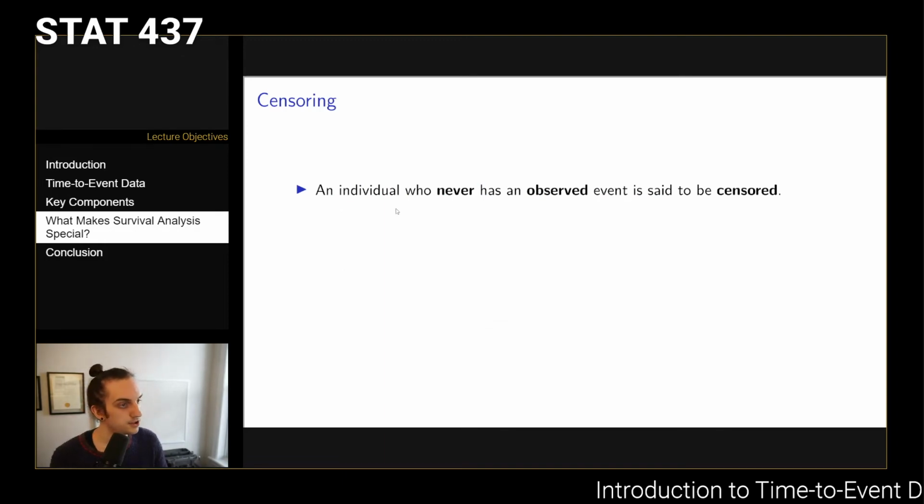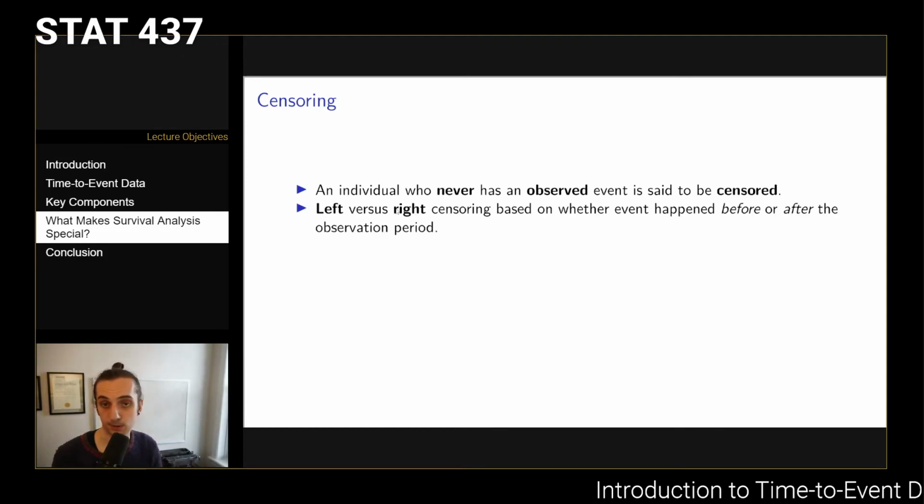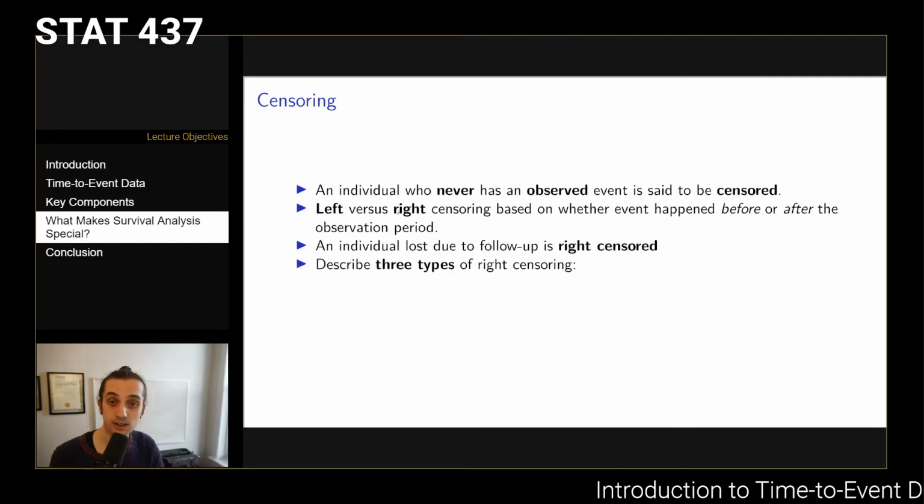So an individual who never has an observed event in your window is said to be censored. We can talk about left or right censoring based on whether the event happened before or after the period, right? So left censoring happened before the observation window, right censoring happened after the observation window. An individual who we lose to follow-up, who drops out of our study, who dies, or when the study just ends, that individual is said to be right censored. And there are 3 different ways that we can think about right censoring occurring.